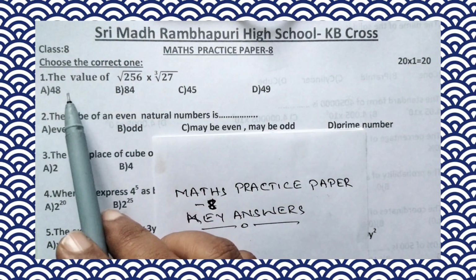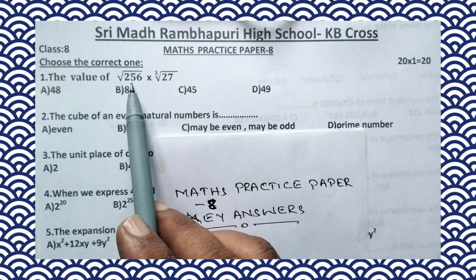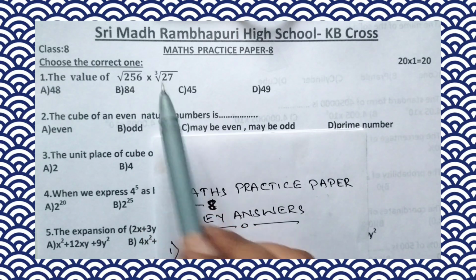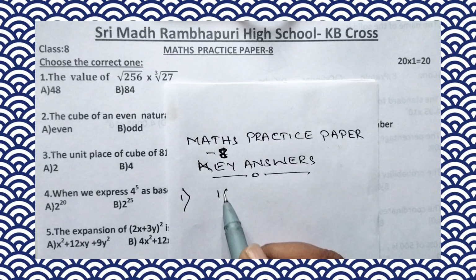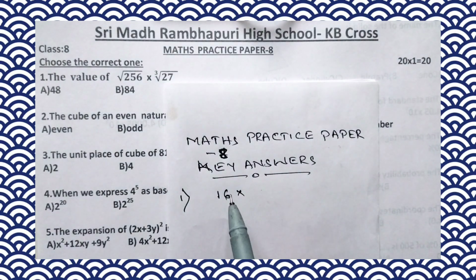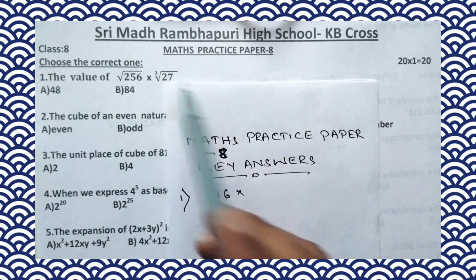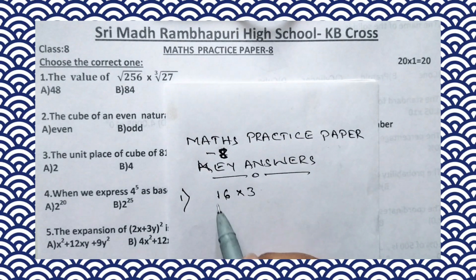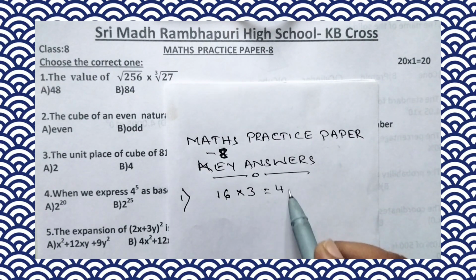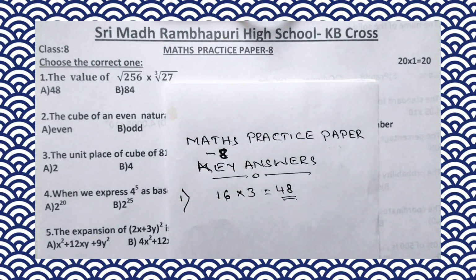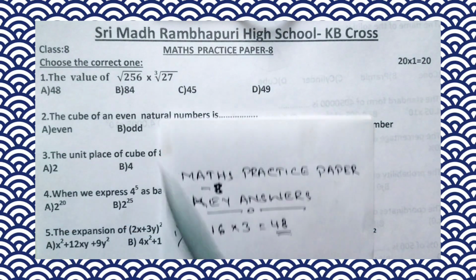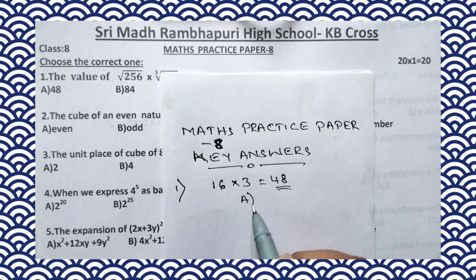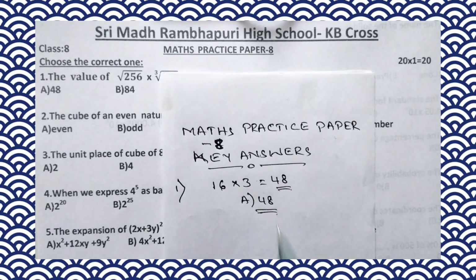The first question is the value of root 256 into cube root 27. So square root of 256 is 16 into cube root of 27 is 3. So 16 into 3 will become 48. So for first question, the right option is option A, 48. So option A, 48 is the right answer.